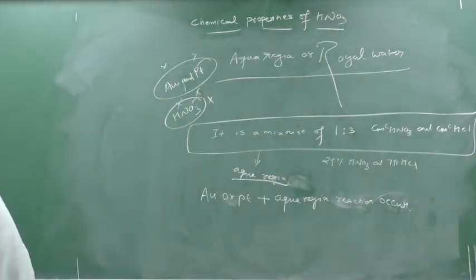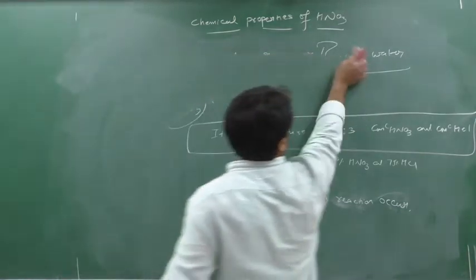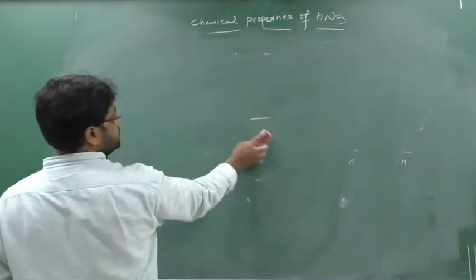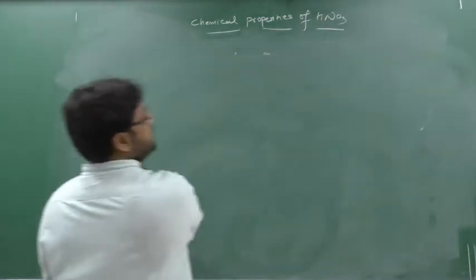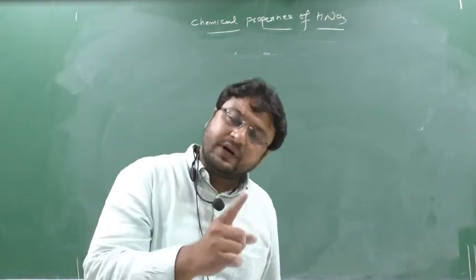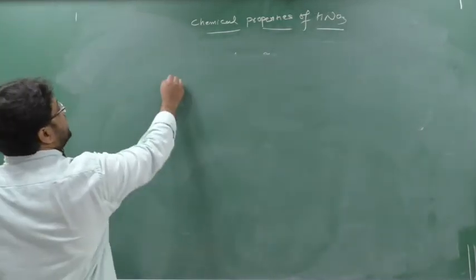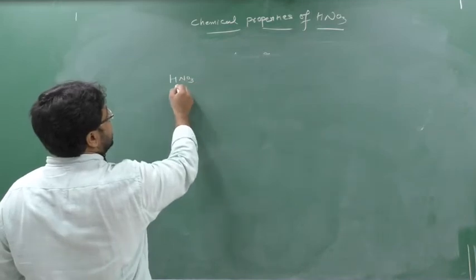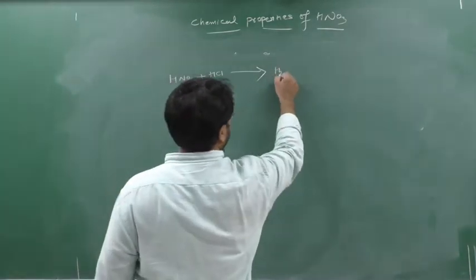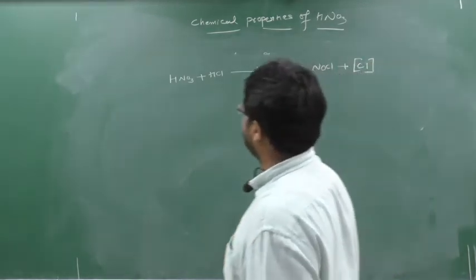So write down this. Now we will see why the reaction occurs and how the reaction occurs. Clear this part? It is a mixture of 1:3 proportion of nitric acid and HCl, 1 part HNO3 and 3 parts HCl. Now what happens? When you make Aqua Regia, in Aqua Regia I have HNO3 and HCl. When they start to react together, they will form H2O plus NOCl plus nascent chlorine. So this is Aqua Regia.